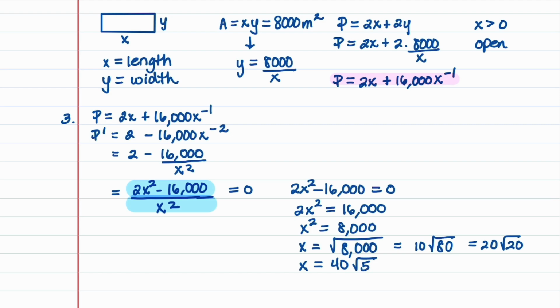And now let's put units on it. We are working in meters. So we found that x is equal to 40 root 5 meters.